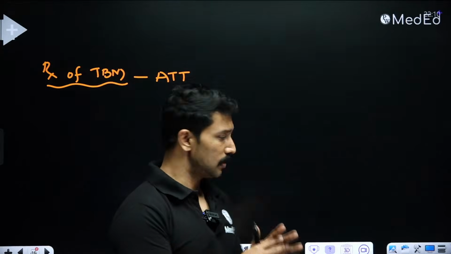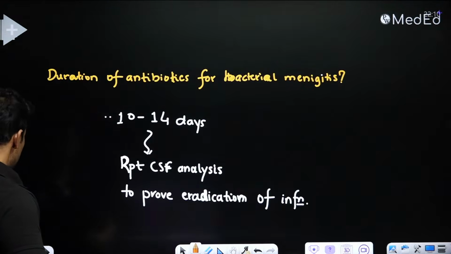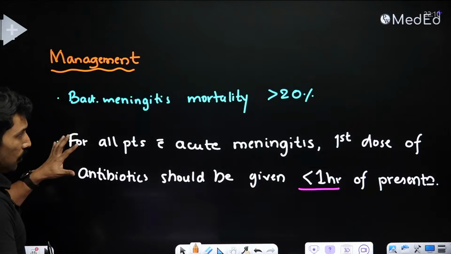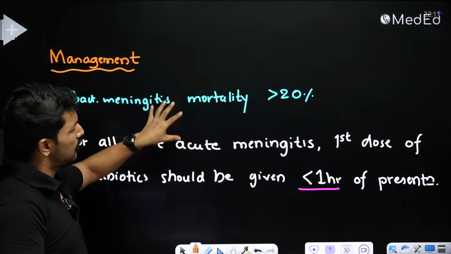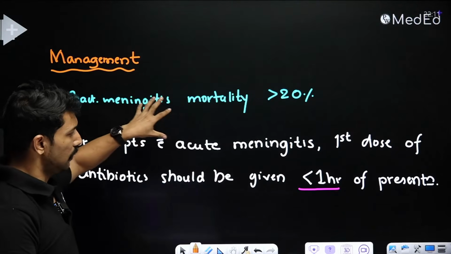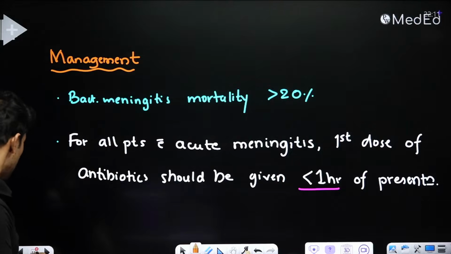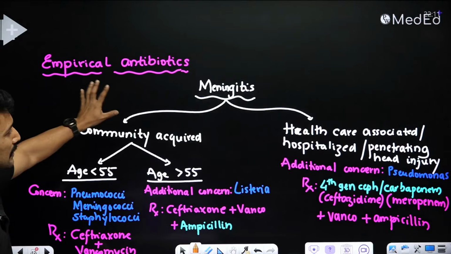Okay, so to summarize, how are we going to treat a case of meningitis? As soon as we detect that it is a case of meningitis, if it is acute, it is most likely bacterial or viral, and in any case of acute meningitis, there is a very high mortality if it is bacterial. So we need to give the antibiotics within 1 hour, and when we are giving within 1 hour, we may or may not have the LP report available. So we start antibiotics empirically.